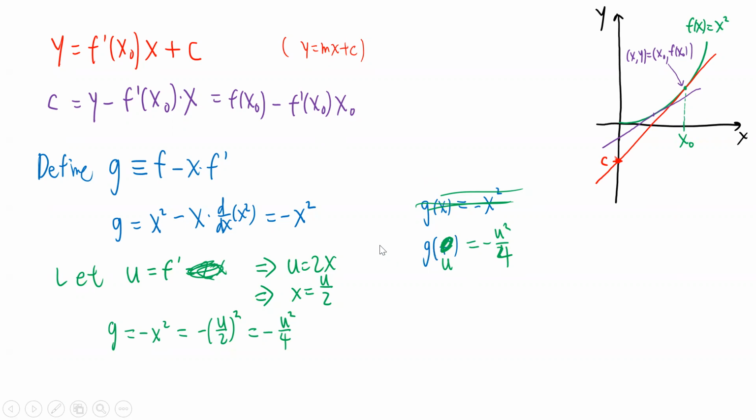This is the Legendre transform. So what have we just done? We go from f of x, and by using this definition, we get another function g of u. So this process is called the Legendre transform.